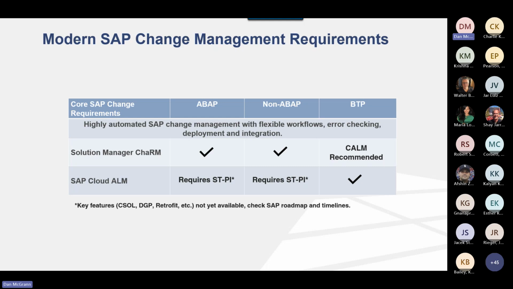SAP provides some applications for this purpose, but they're really in a state of transition, right? And that's what we're trying to depict here. You can use Charm for ABAP and non-ABAP changes, and many customers have been using that successfully for years. But for BTP changes, SAP recommends setting up CTMS for that because it's managing those BTP changes.